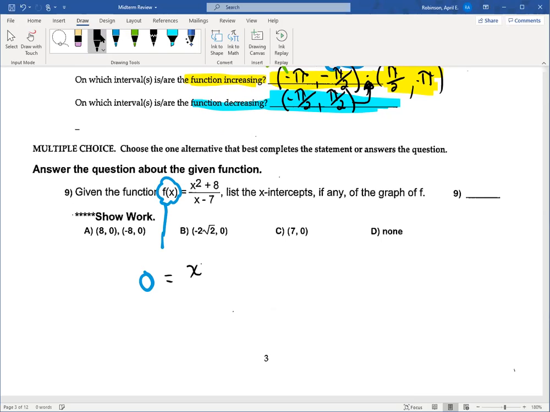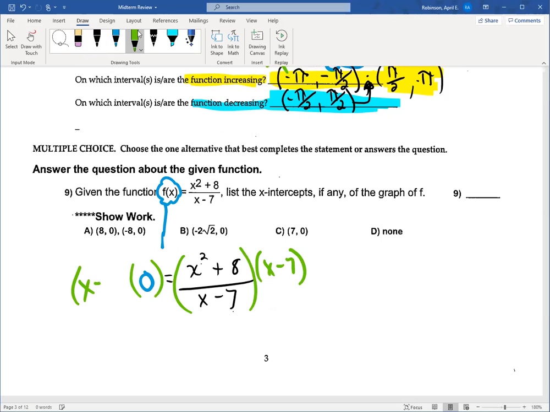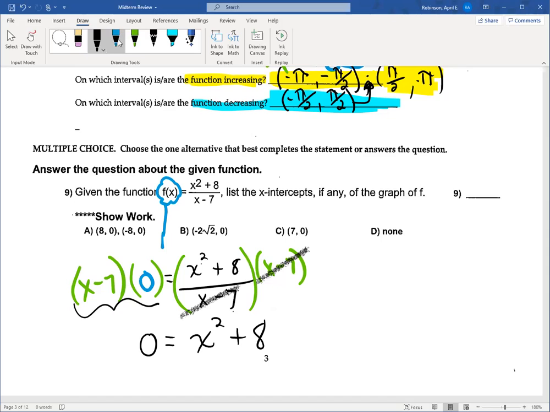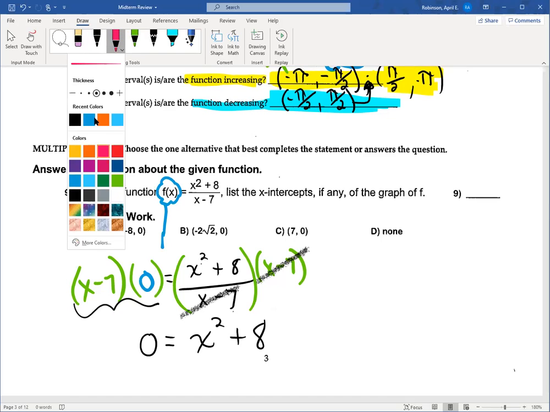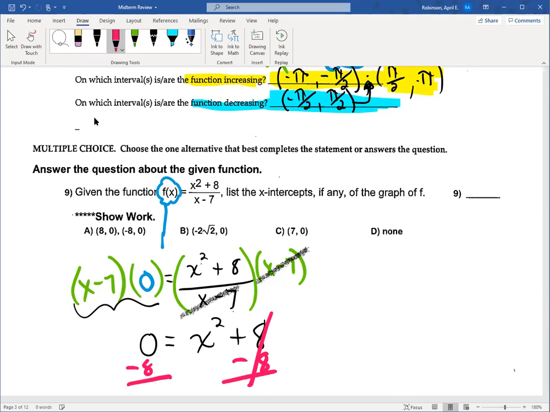And then set that equal to x squared plus 8 over x minus 7. And you have to solve this for x. I have a fraction, so the first thing I'm going to do is multiply both sides by x minus 7 so that it'll cancel out on the right. But x minus 7 times 0 is just 0. And on the other side, I've just got the x squared plus 8. Then I'm going to subtract the 8 from both sides, which cancels that out. 0 minus 8 is a negative 8, and that's equal to x squared.